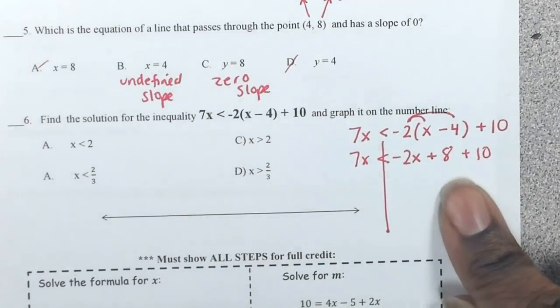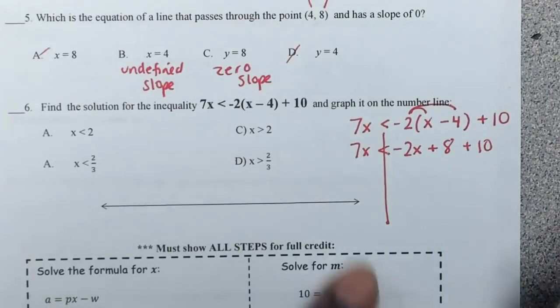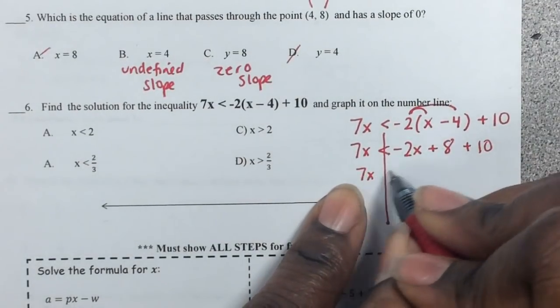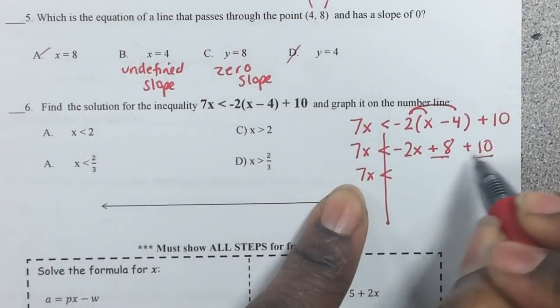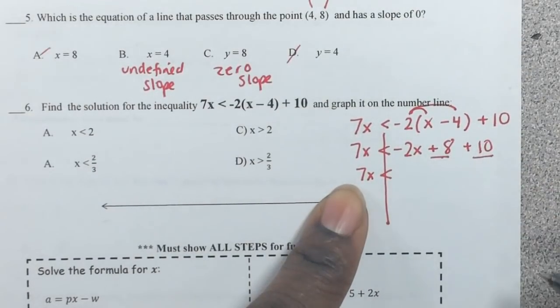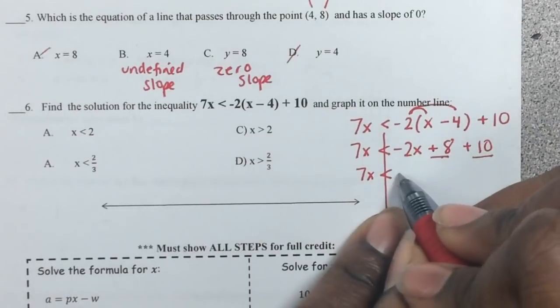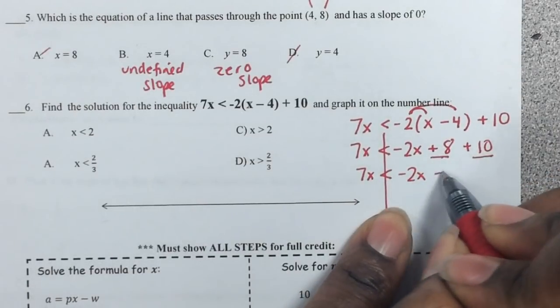If you need to pause it, then pause it so you can write it, but I'm going to talk a little fast. So 7x is all by itself. Don't touch it. These two can be added together because they both are constants. They do not have a variable. So negative 2, that becomes 18.